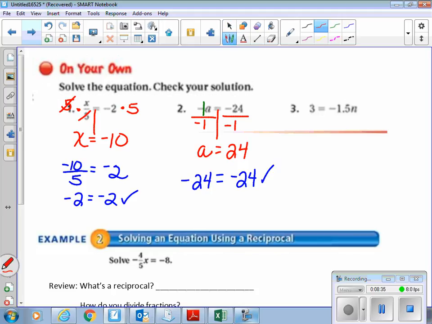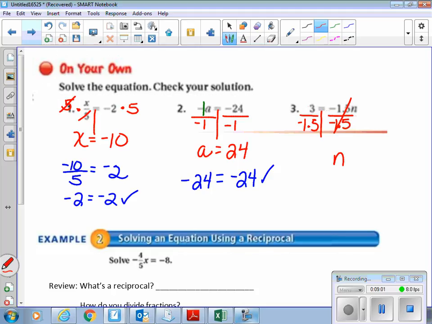And in the last one, we've got 3 equals negative 1 5/10 times n. To undo that multiplication, we're going to divide both sides by negative 1 5/10. Negative 1 5/10 divided by negative 1 5/10 would give me a positive 1n, or simply n. What I do to one side, I must do to the other. We're going to do 3 divided by a negative 1 5/10.